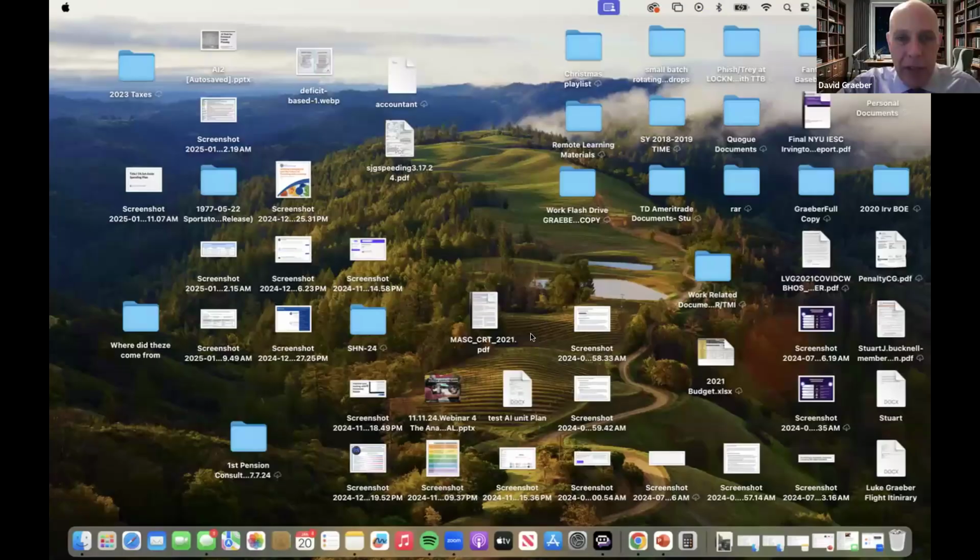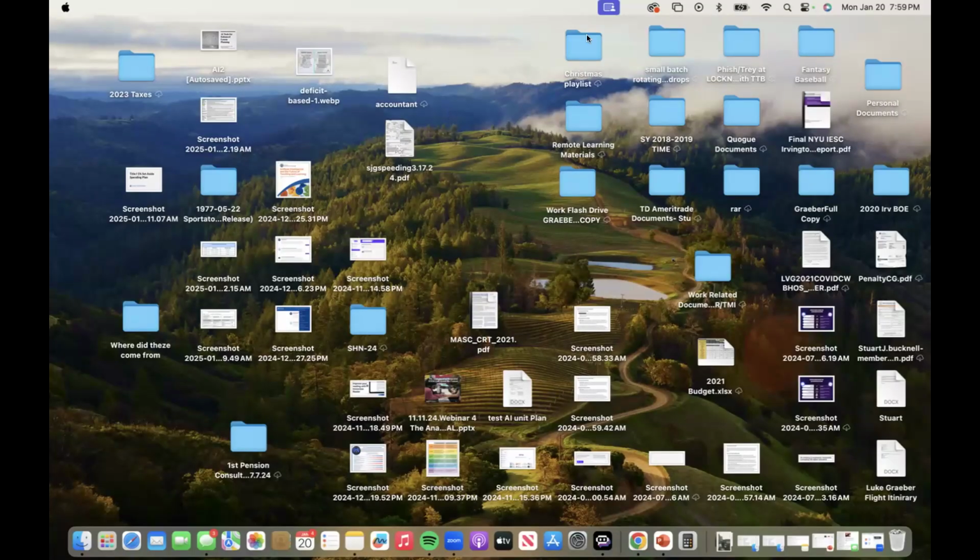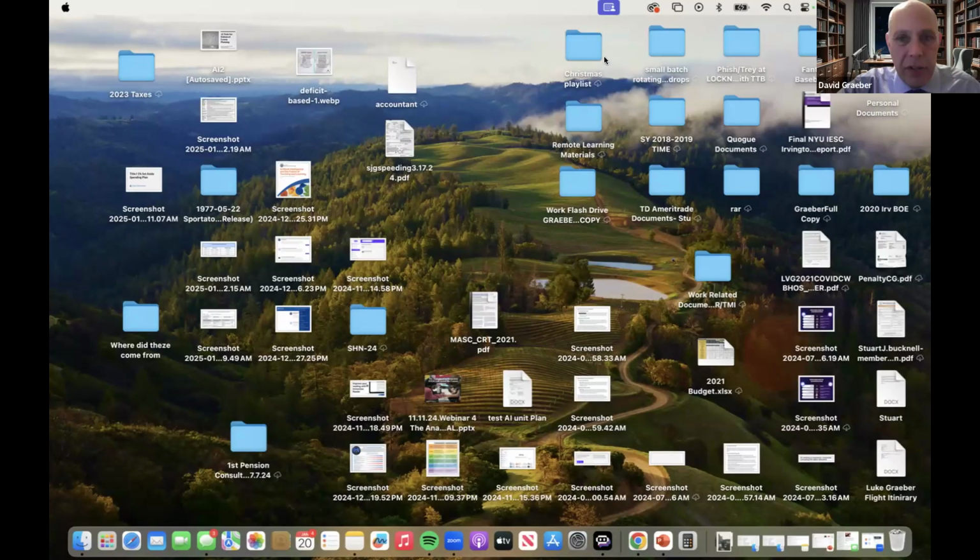Yeah, like here, look at my screen right now. Does it show the Zoom screen or does it just show my desktop? Just your desktop. Yeah, I can't seem to figure out how to share my Zoom screen.